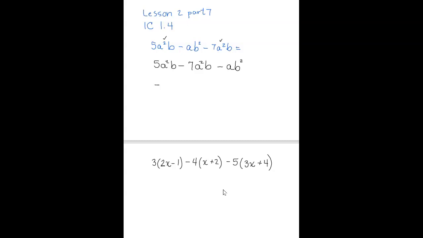That means I'm going to wind up with a negative 2a squared b, since we know these are the same variables and exponents. And then I'm going to have a negative ab squared. Now, this is as good as it's going to get unless we start factoring things out. I'm not asked to do that, so I'm not going to do that. So this is as good as that particular expression is going to get.